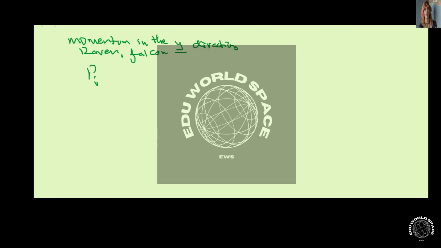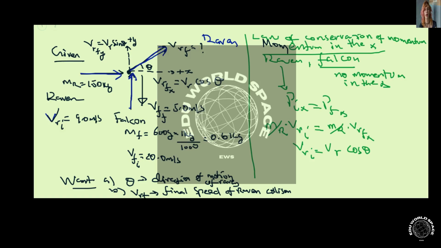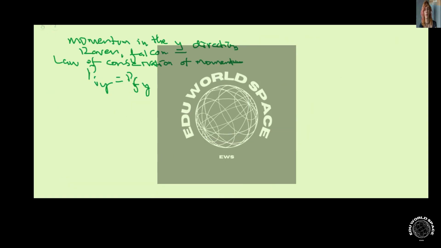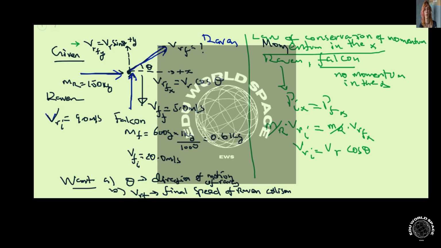The initial momentum in the y equals the final momentum in the y. This is according to the law of conservation of momentum. So we have to think about the Raven. If we go back in the y direction, we're seeing there's a component right there. The y component is in the positive direction. So we have to think about the initial first, which is this one right here. So this is our initial.